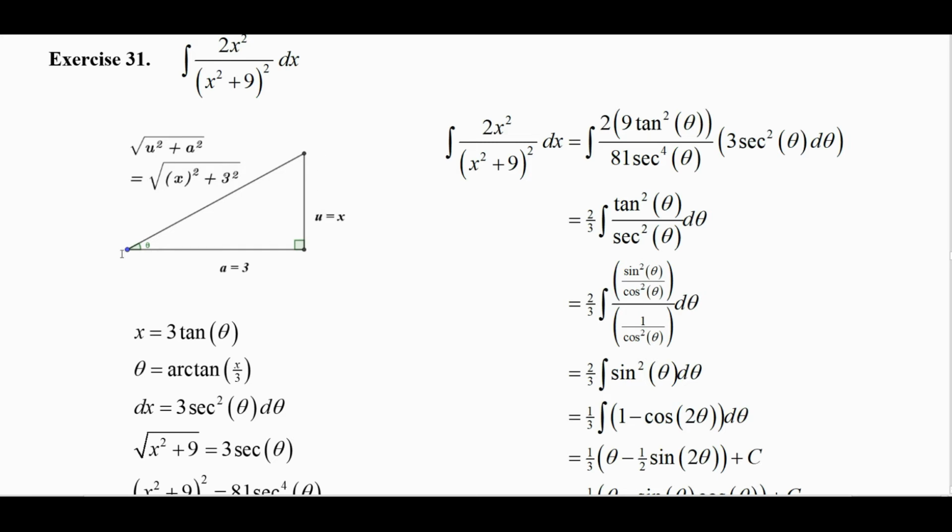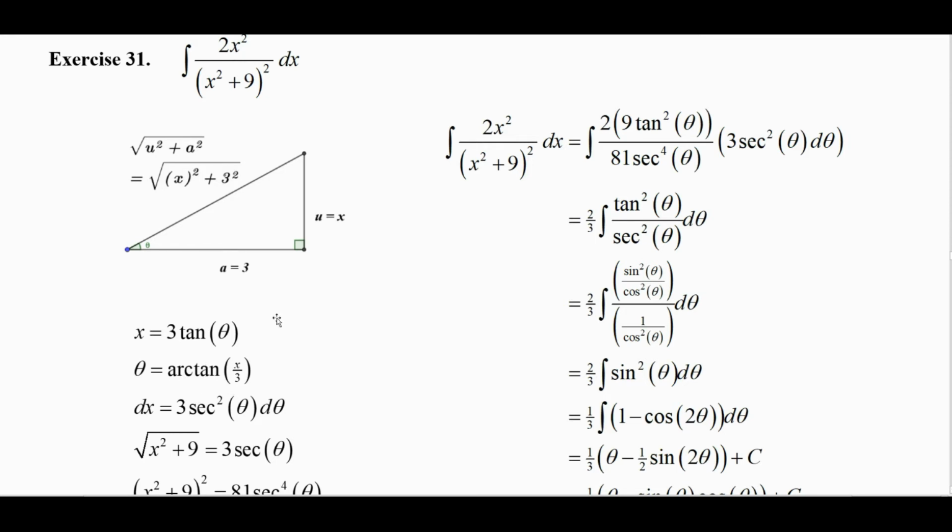Okay, and from that, what do we get? Well, let's see. We get x over 3 is the tangent of theta, so x is 3 tangent of theta. If I need it, which I actually do need later on, theta is the arctangent of x over 3.